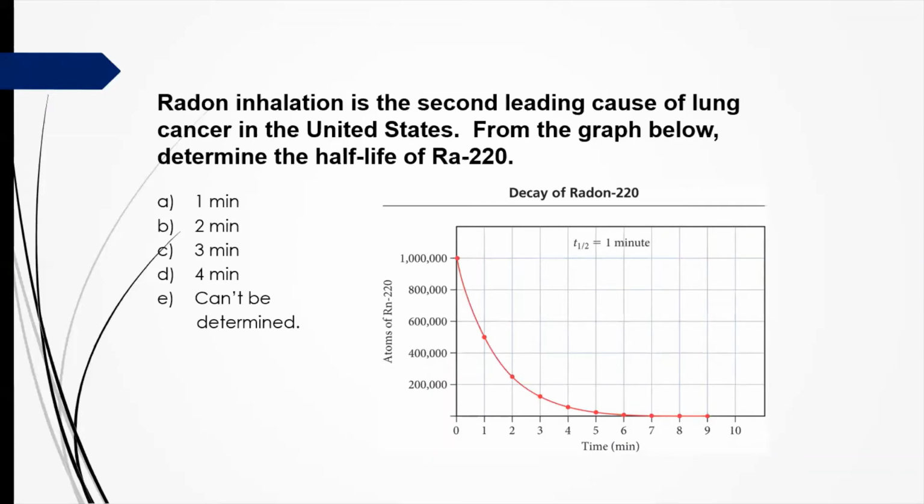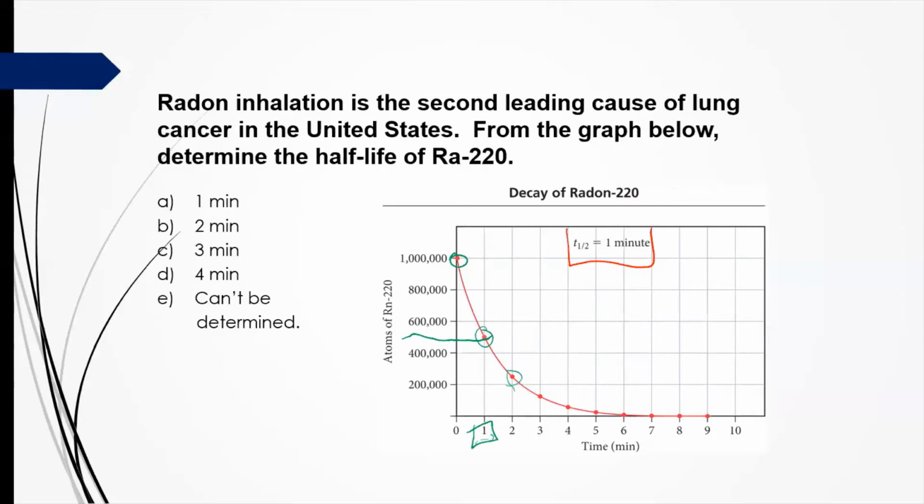Now, looking at this graph, we want to figure out, well, radon is the second leading cause of lung cancer in the United States. Determine the half-life of our radon-220. So this picture actually already gives it to you, so we know it's 1 minute. But if we wanted to, what we would do is choose several points. So we could take one point at 1 million. We could take a second point and a third point. And we're looking for when it went to half. So we could draw a line at 500,000, and see what time that took. So that took 1 minute to get there.